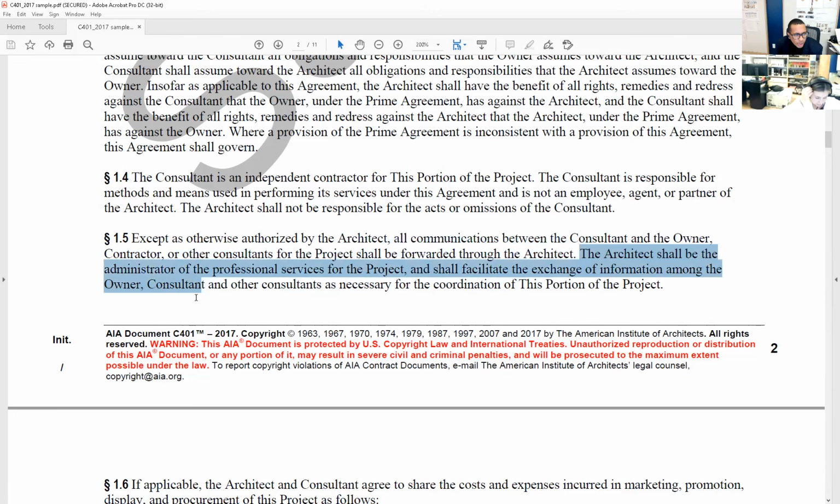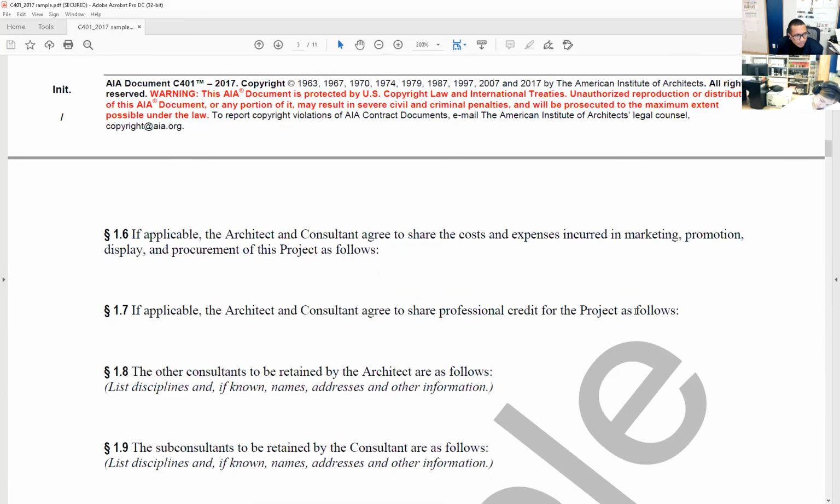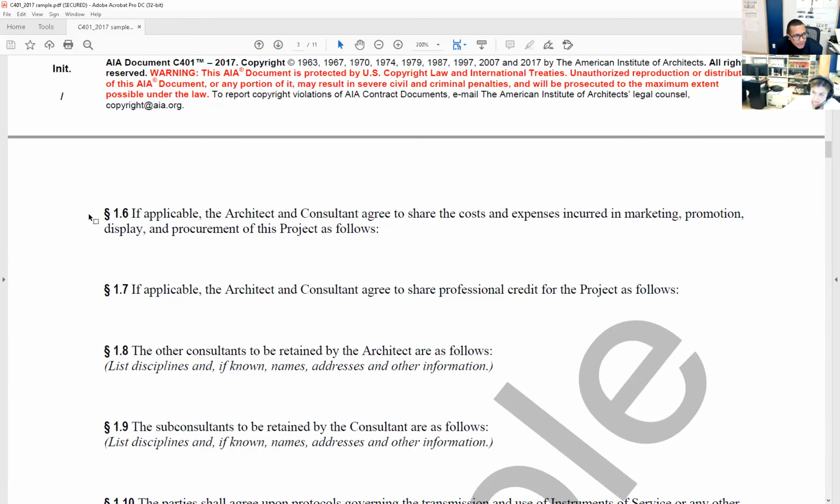The architect shall be the administrator of the professional services for the project. We administrate all of the professional services for the project, and shall facilitate the exchange of information among the owner, consultant, and other consultants as necessary for the coordination of this portion of the project. So all communications, again, go through the architect.